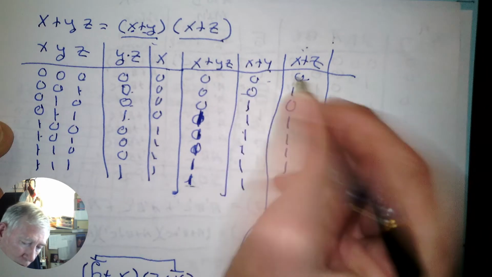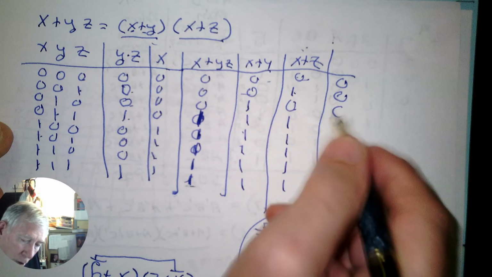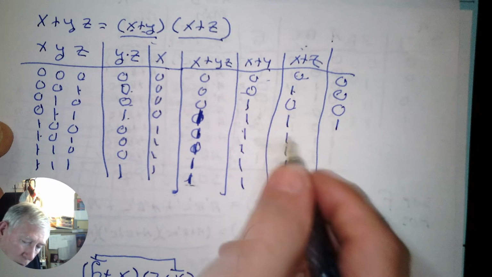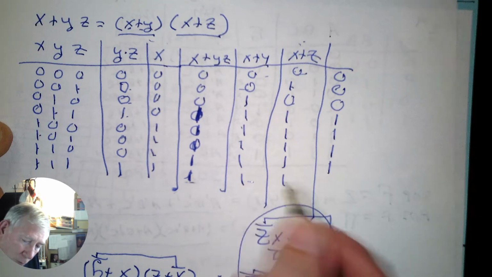So 0 ANDed with 0 is 0. 0 ANDed with 1 is 0. 1 ANDed with 0 is 0. 1 ANDed with 1 is 1. 1 ANDed with 1 is 1, and so on. And 1 ANDed with 1 is 1.